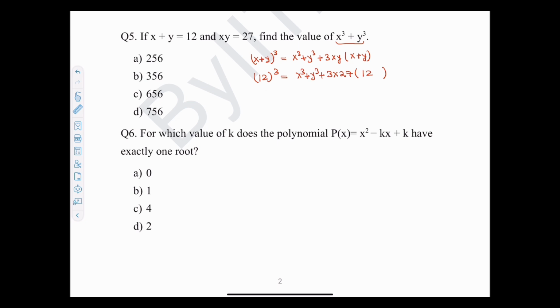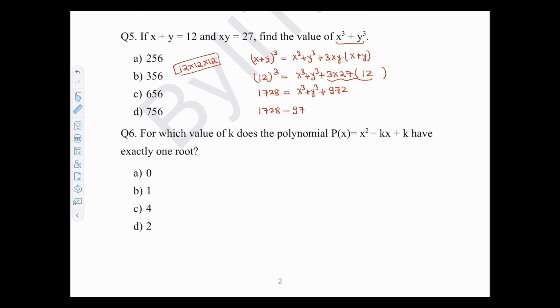So what's 12 cubed? Well, 12 cubed is 12 multiplied with 12 multiplied with 12. And if you do it in your calculator, you will get 1728. So I can write 1728. And this is equal to x cubed plus y cubed plus. Now what's 3 multiplied with 27 multiplied with 12? Now if you do this, you will get 972. Remember, we have to find out x cubed plus y cubed. So why not just send this 972 to this side? Now if you send this to this side, obviously the sign of 972 will change.